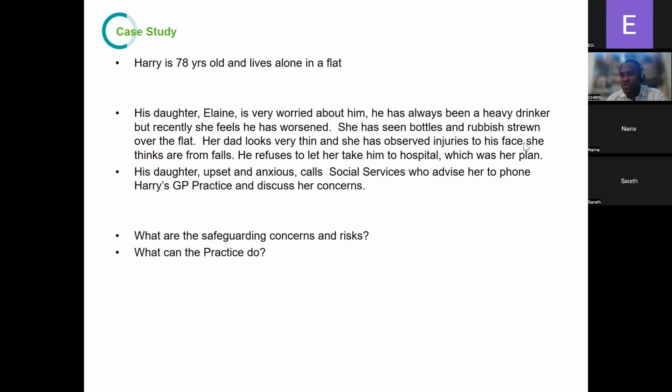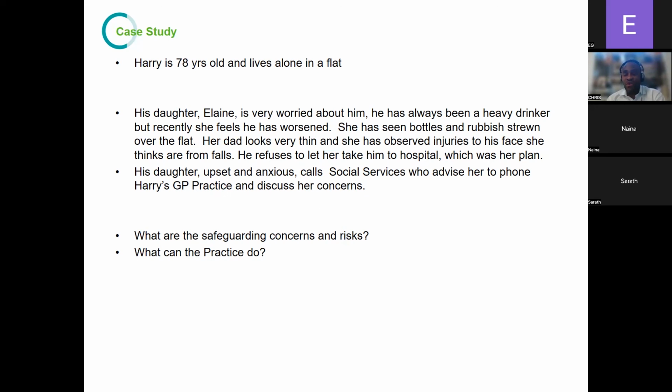She has observed injuries on his face, which she thinks, so she's thinking very neutrally, are from falls. Maybe he fell. And then she decides to take him to the hospital. Now he refuses to go to the hospital, which was her plan initially. So the question is this: why does he refuse to go to the hospital? Does he think something will be found out? Like we looked at earlier on, his daughter was upset, anxious, and now calls the social services, who advised her to phone Harry's GP practice and discuss the concerns.